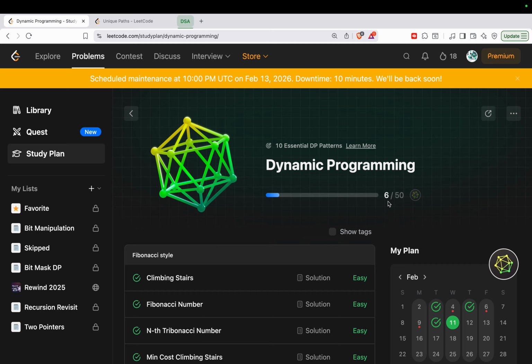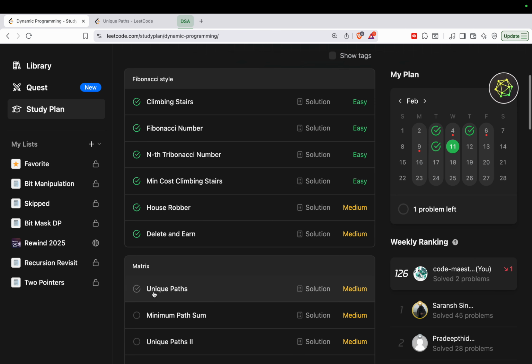We already solved 6 problems in the dynamic programming study plan. Let's solve the seventh problem, which is unique paths.